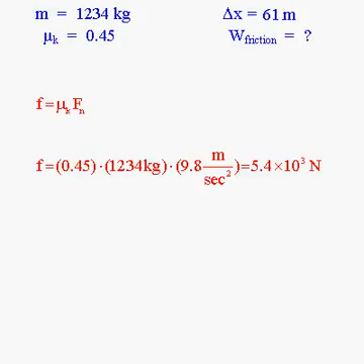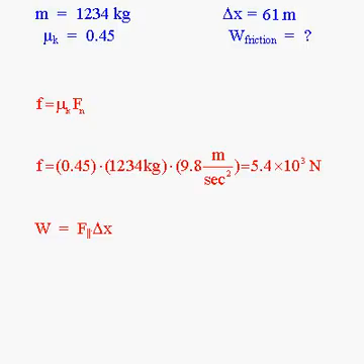Equation 8.1 tells us that work is the parallel component of the force times the displacement. Now think about friction. Friction directly opposes the motion. So the force of friction is oriented directly against the motion. So the entire force of friction is parallel to the motion. So we can use 5.4 times 10 to the 3 newtons as the parallel component of the force.